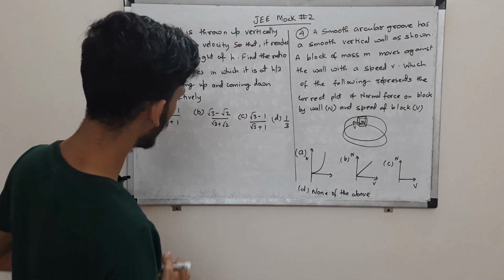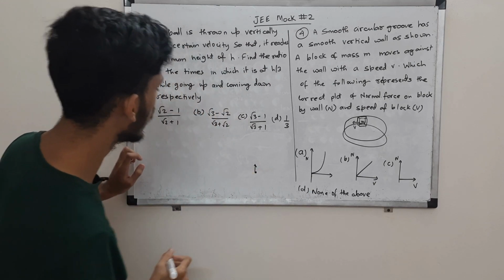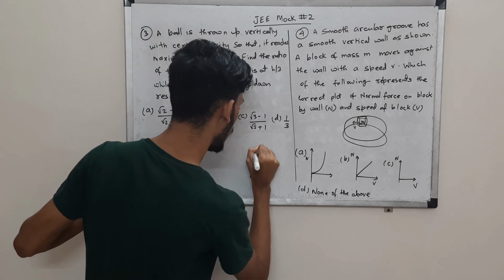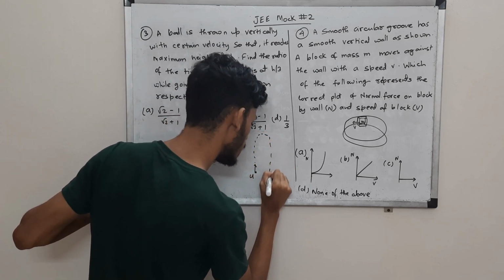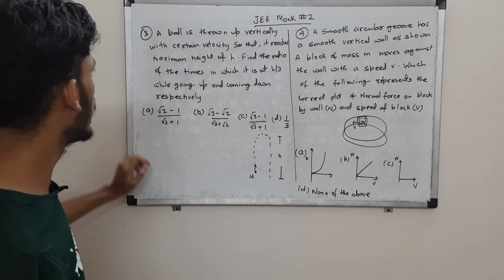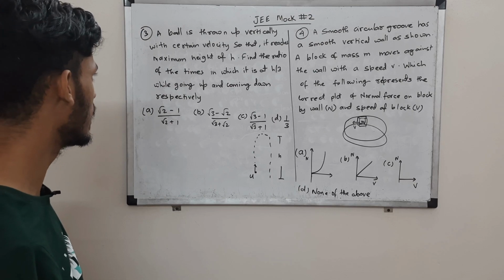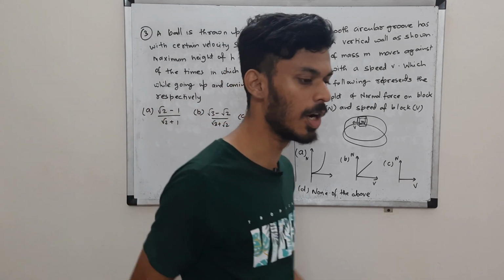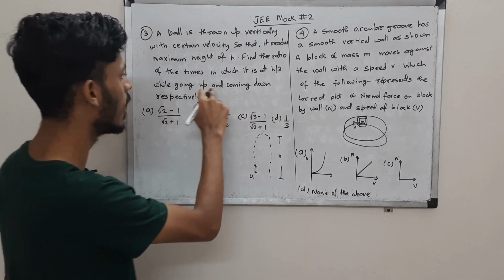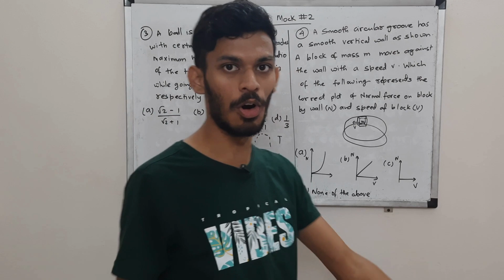In question 3, we are going to throw a ball vertically upwards with some velocity. Let us suppose that velocity is u, it reaches a maximum height of h. Suppose this is the maximum height h. Find the ratio of the time in which it is at height h by 3. At 2 points in its journey it is going to be at height h by 3, one while going up and the other while coming down. You are supposed to find the ratio of the time periods.